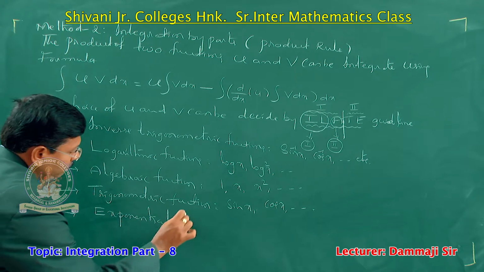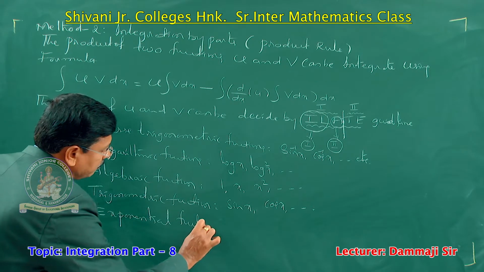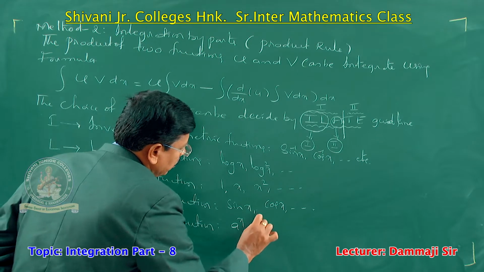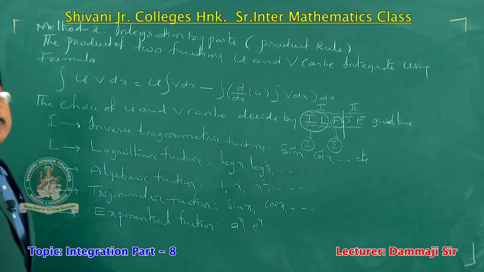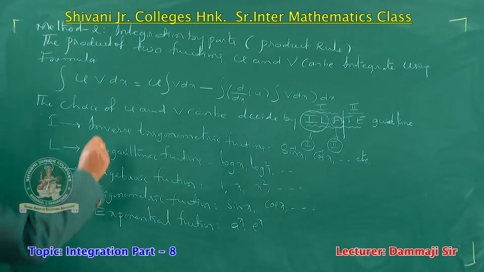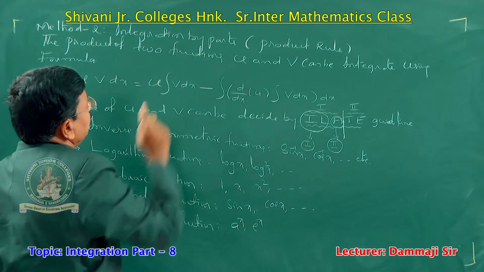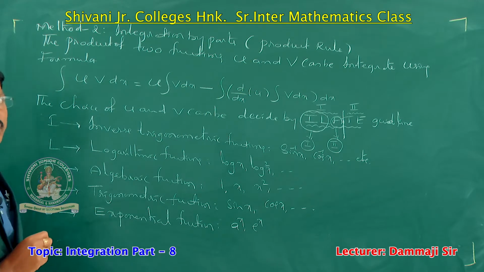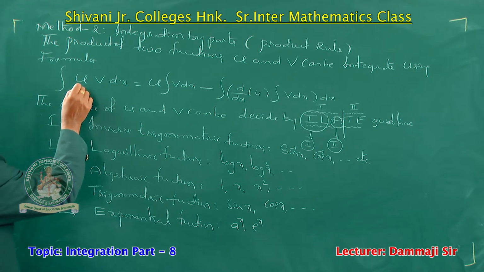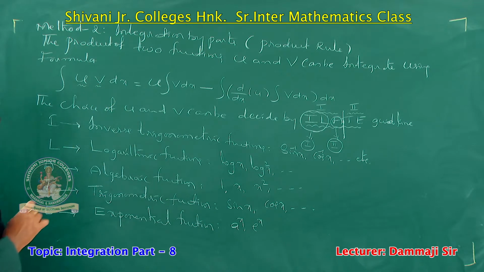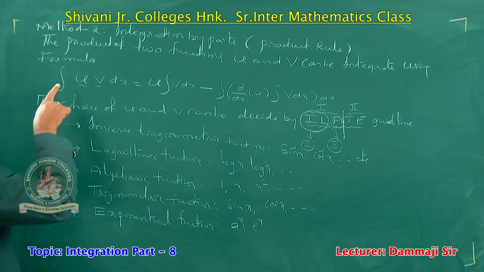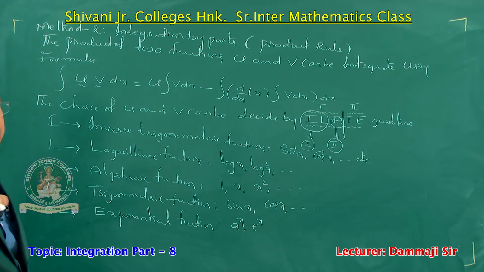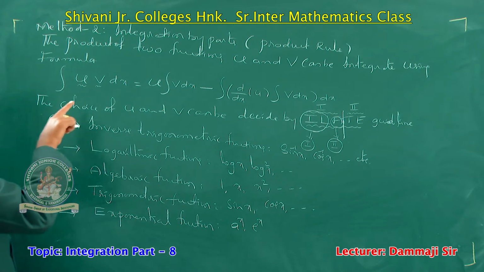Exponential functions: what about a^x, e^x? These are the exponential functions. You can observe it in integration by parts. That is also nothing but one of the rules, the product rule. Why? Because we already have the product of two functions. For a product of two functions, one function will be differentiated and the second will be integrated.